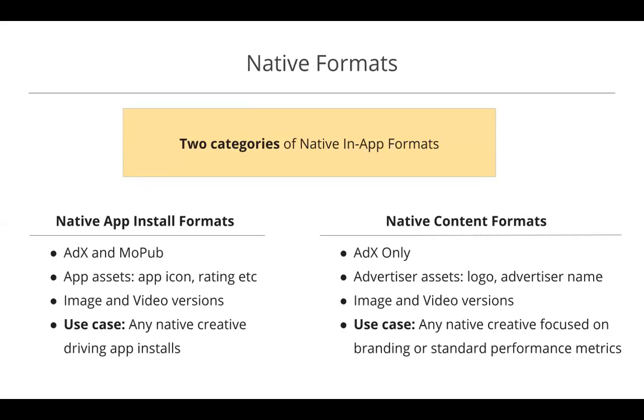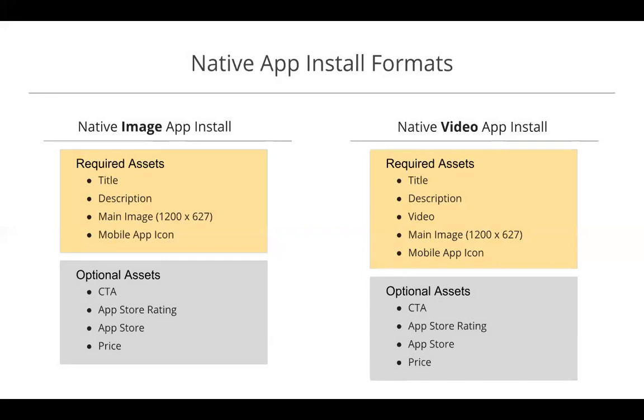So diving into that a little bit deeper, let's start with native app install. There are two versions of the native app install format, an image and a video. And you'll see the required assets for native image, you can see there on the left, it's title, description, main image. One thing to call out is that the dimensions of the main image are pretty unique. It's 1200 by 627. It has to be that exactly, on both MoPub and AdX. So that's one thing I'd like to call out. And then the app icon is also required. As I mentioned before, there are several optional assets that are app specific. So the call to action, app store rating, app store and price, right?